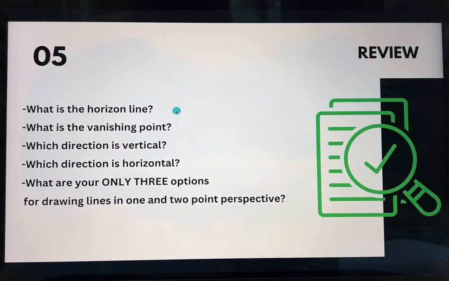So review. What's the horizon line? What's the vanishing point? Which direction is vertical? Which direction is horizontal? And what are your only three options when drawing a 1 and 2 point perspective?